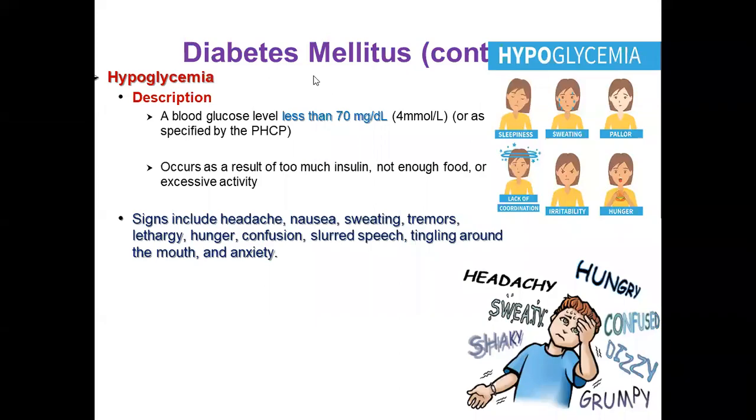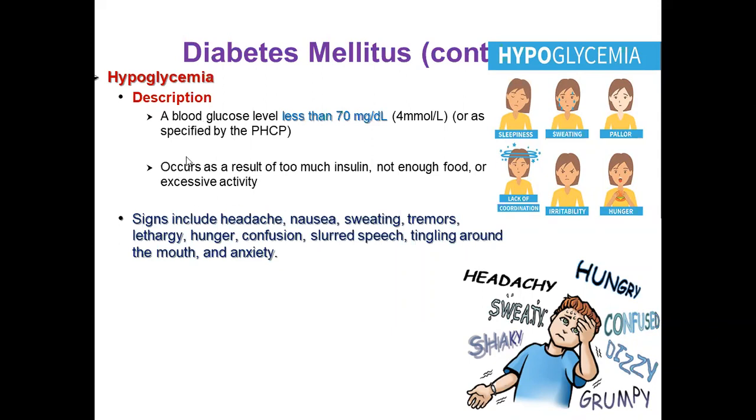Here, I am going to focus on hypoglycemia. Hypoglycemia means a blood glucose level of less than 70 milligrams per dL, or 4 millimoles per liter, right? When a patient's blood glucose level drops, the patient usually presents with some signs and symptoms that help indicate they have hypoglycemia. And when you read the books, some books say a blood glucose level of less than 60 milligrams per dL is called hypoglycemia.